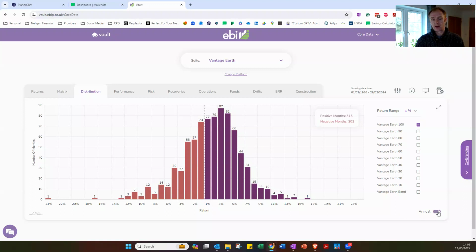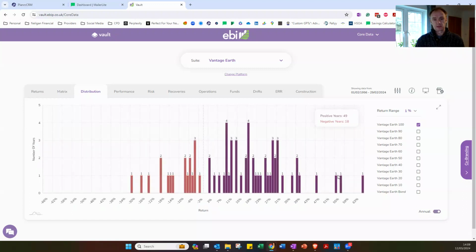Again, if we look at that on an annual basis, we can see it's pretty broadly spread, but again, nearly 50 out of the 87 occurrences have been positive. One particularly scary year there, again, probably 73, I would have thought, 73 or 74, we had a minus 30% return.